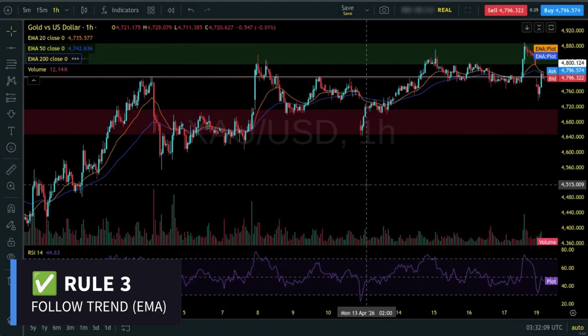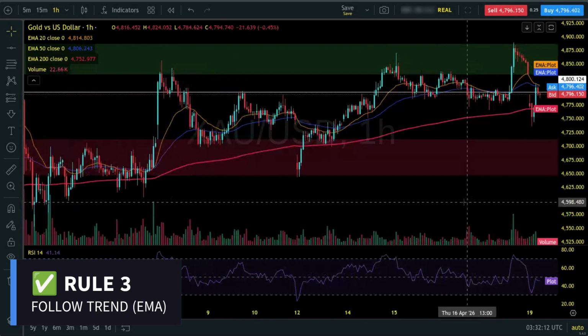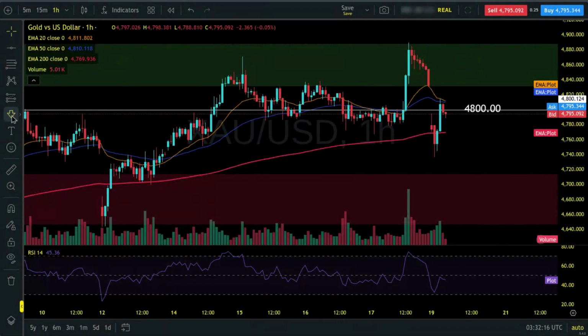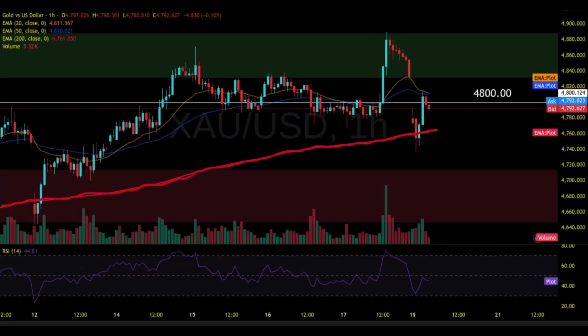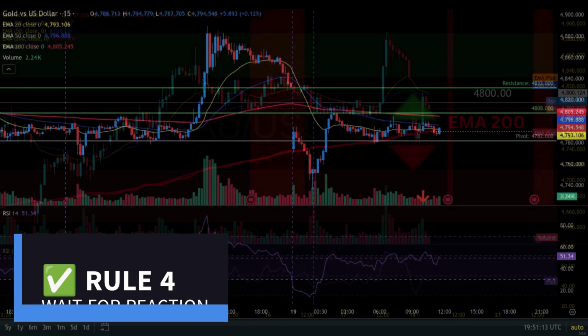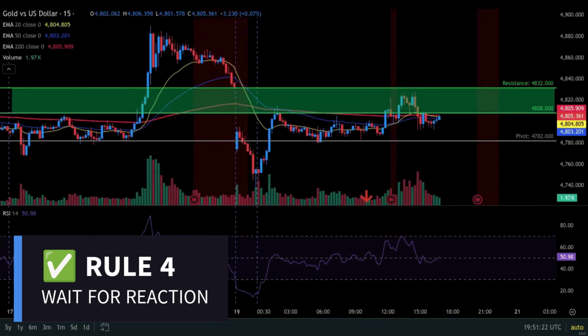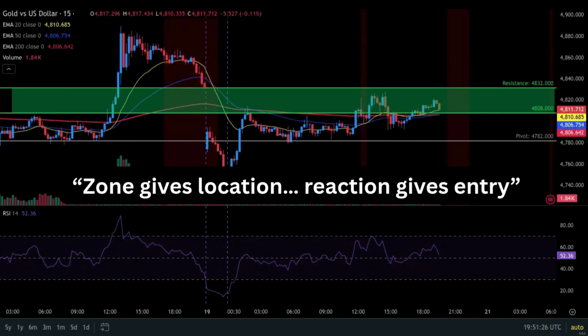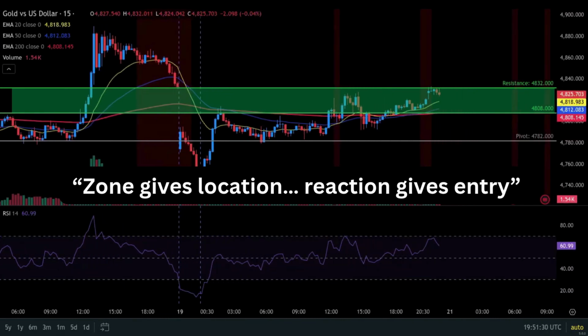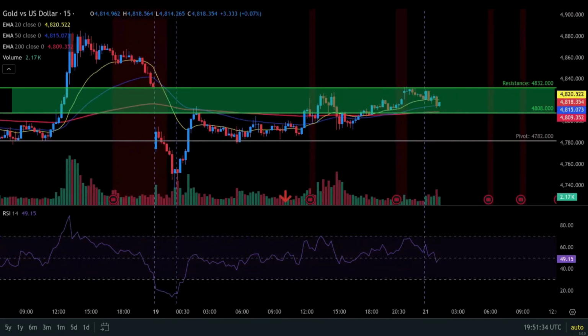Rule 3, follow trend, moving average. Now we add direction. If price is above EMA, I focus on buying. If below, I focus on selling. Rule 4, wait for reaction. Now this is important. We don't enter just because price touches the zone. Zone gives location. Reaction gives entry.